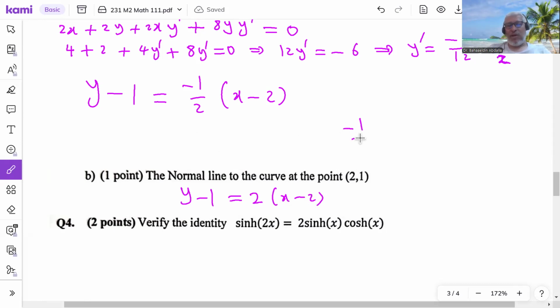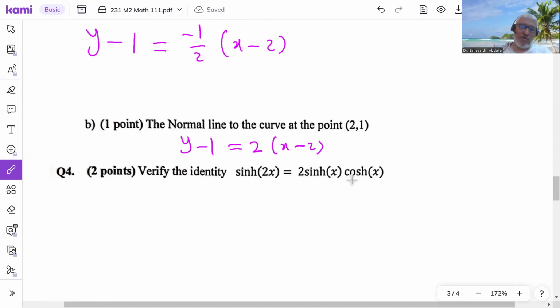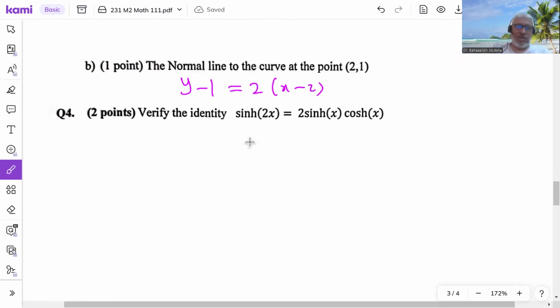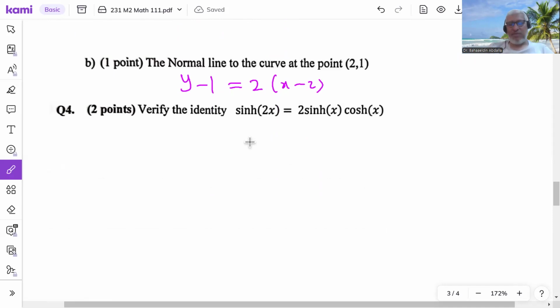So when you multiply -½ times 2, you will get -1. And that's the relation between perpendicular lines. The product of their slopes is -1. So you find the reciprocal, you flip -½, it would be 2 over -1, which is -2, and then you multiply by minus. So that's the answer. There is no change in the points because both lines, tangent and normal, pass through the point (2, 1). Only the slope changes.